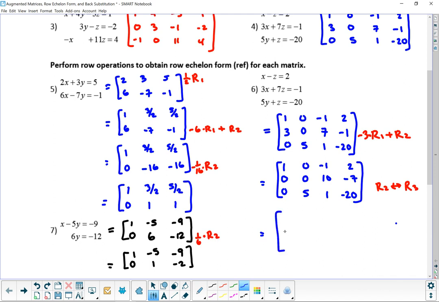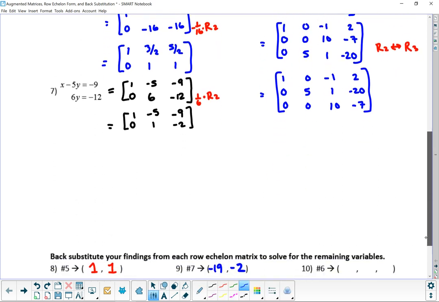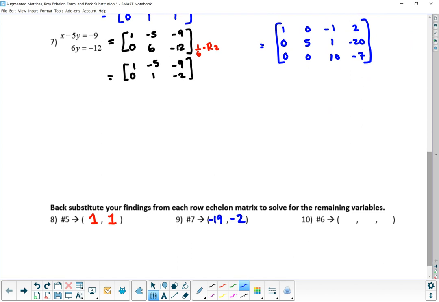So row 3 is now row 2, so I'm going to write that down as 0, 5, 1, negative 20. And then 0, 0, 10, negative 7. And then 1, 0, negative 1, 2. Okay, so now I'm looking at this, and now I need to switch the 5 into a 1.